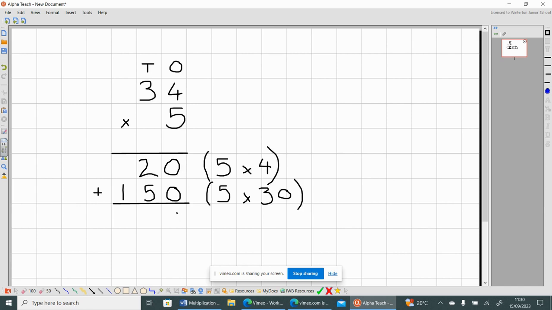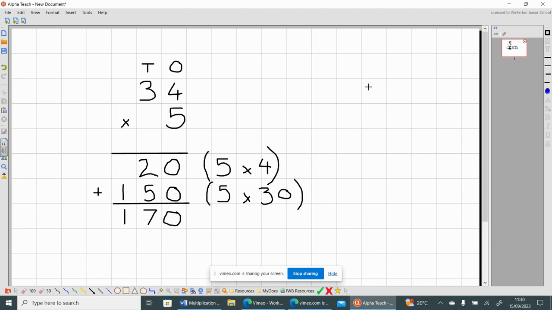Add it up. 0 add 0 is 0. 2 add 5, or 2 10s add 5 10s is 7 10s. And I've got my 1 there, my 100, so it would be 170. So that would be the first stage in that process. Once they understand the place value behind that, you'd be moving on to looking at a more compact method.